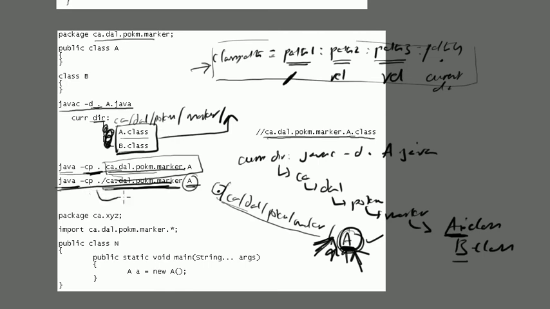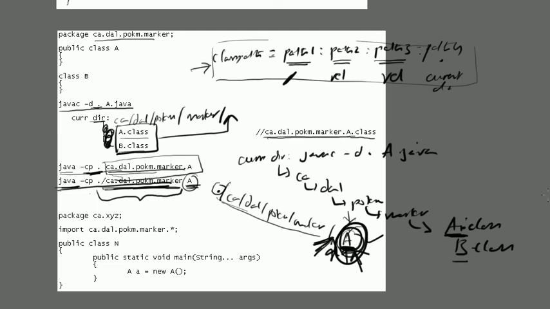So what happens is Java would come here because that's what you've said. You're asking Java to look within this directory, and then it actually tries to find a dot class. Okay, just a dot class, right? But this is not a dot class. This is ca.dal.pocum.marker.a.class. So that's the reason why it fails.